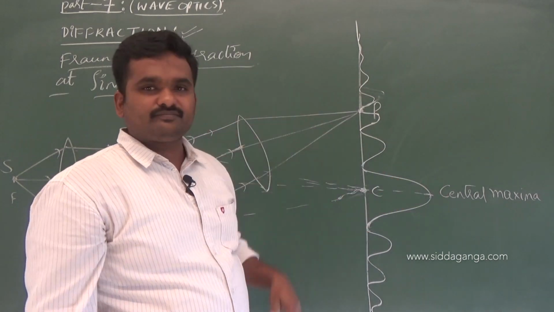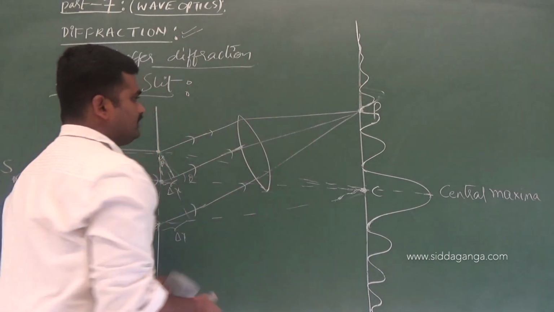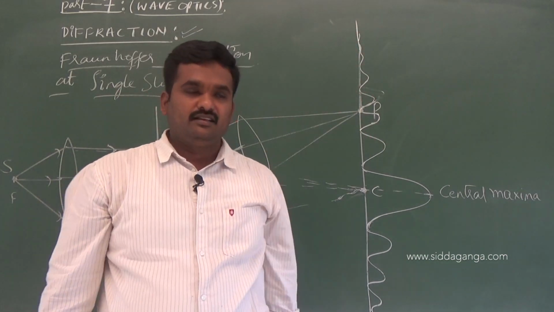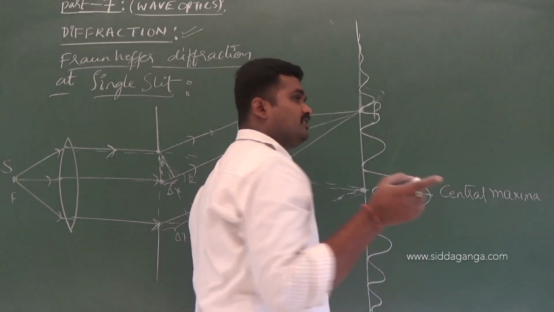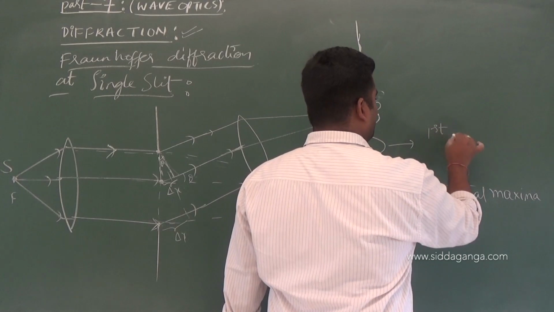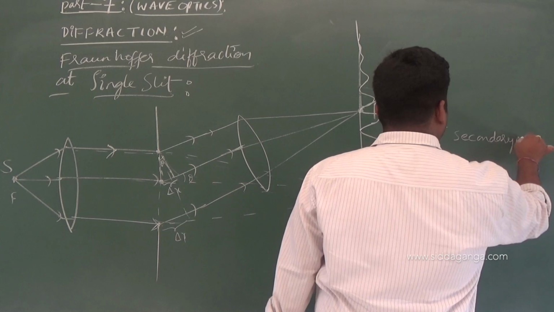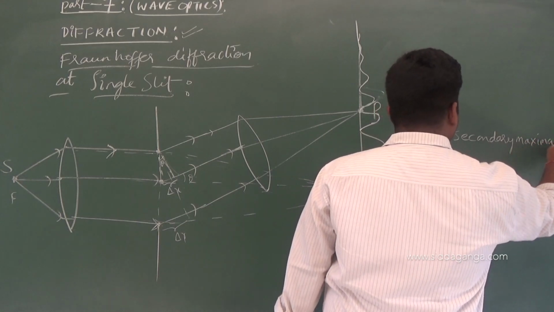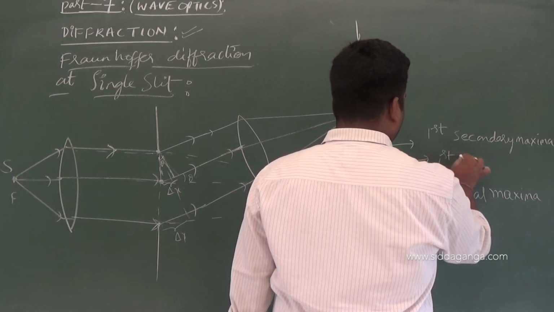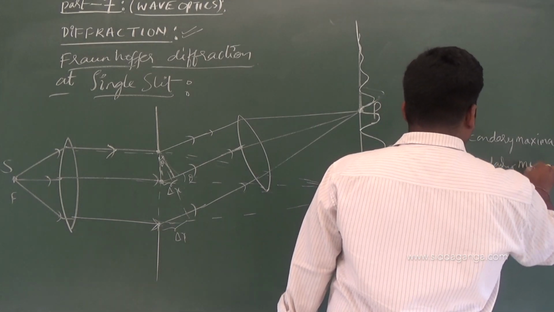As you move away, you are entering into the shadow region. The light you get here is due to the superposition of secondary wavefronts, giving minimas. Remember this point. This is called the first secondary maxima. And this is the first secondary minima. Remember this.